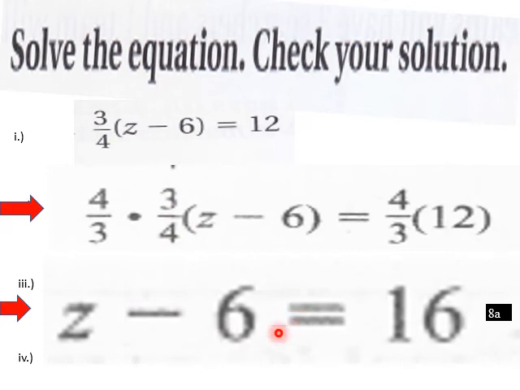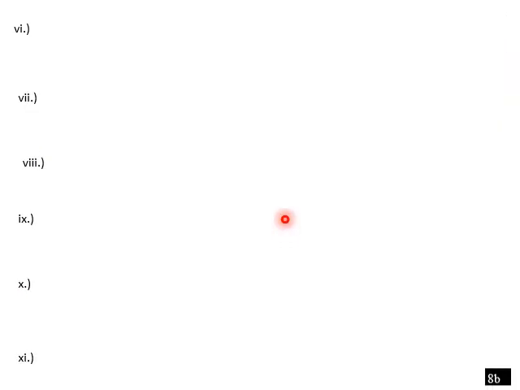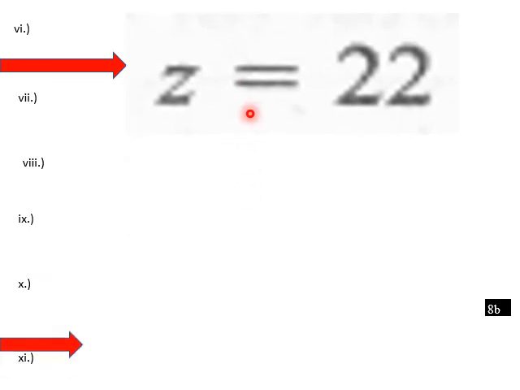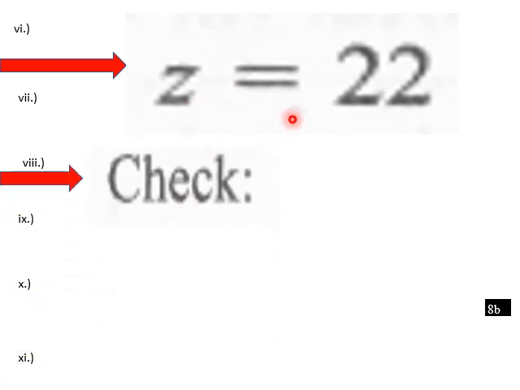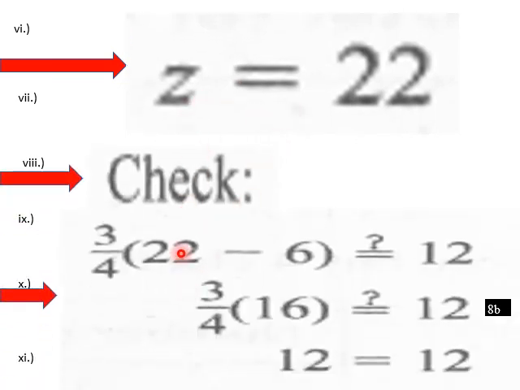Now we just move our 6 over to the other side. So we add 6 to both sides. And we get z equals 22. We plug in for our check. 3/4 times 22 minus 6. Does that equal 12? So 3/4 of 16. Does that equal 12? So it'll be 48 over 4, which is 12. Yes, 12 equals 12. So it does check where z equals 22.